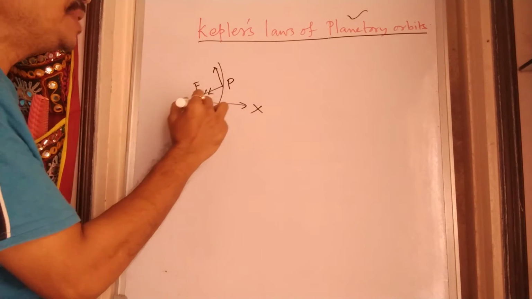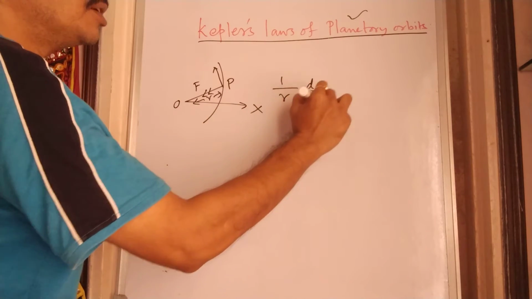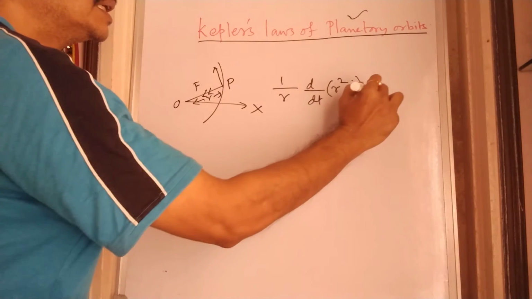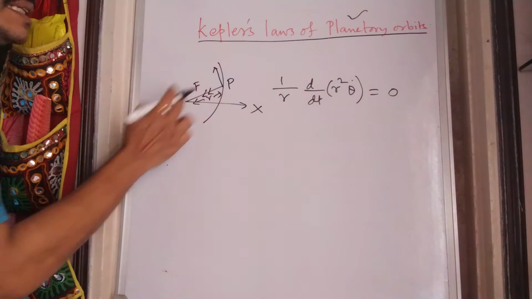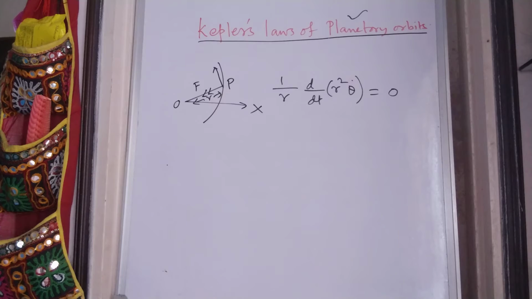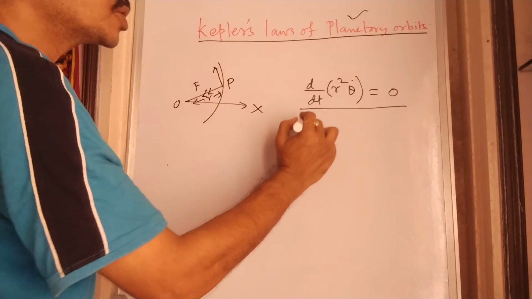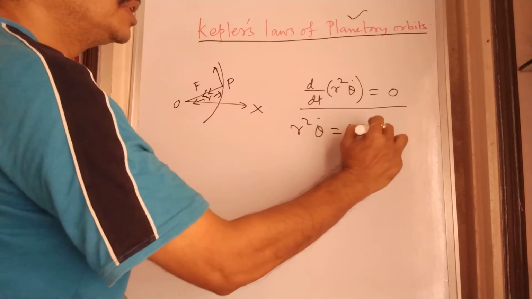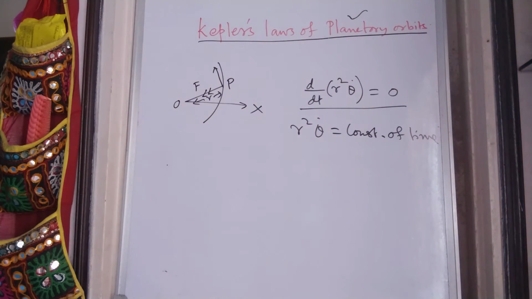Since the force acts always towards O, OP is the radius vector, and the cross-radial acceleration, 1 by r d/dt of r square theta dot, obviously becomes 0. Force acts along the radius, there is no part perpendicular to it, or along the cross-radial direction, so the cross-radial acceleration is 0. Since d/dt of r square theta dot is 0, r square theta dot must be constant with respect to time.